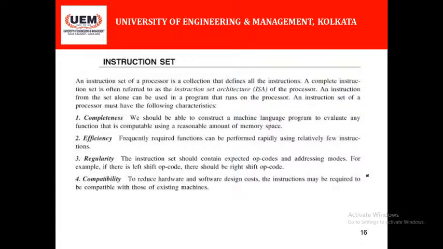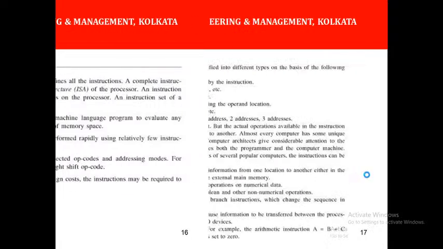Next is the instruction set. The instruction set of a processor is a collection of all the instructions present in it. The instruction set has the following characteristics: completeness, efficiency, regularity, compatibility. Completeness means it has to be capable of completing all the operations. Next, it has to be efficient, regular, and compatible.